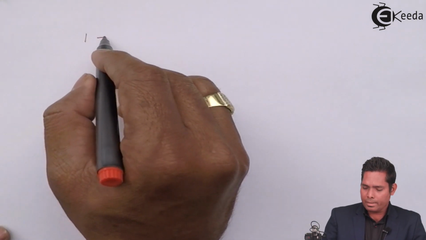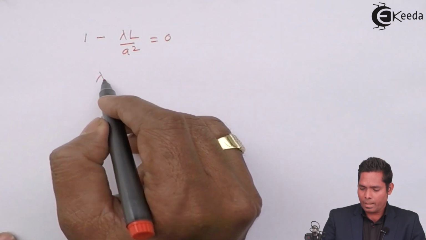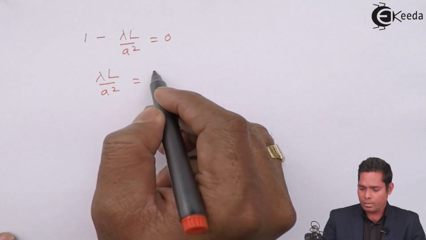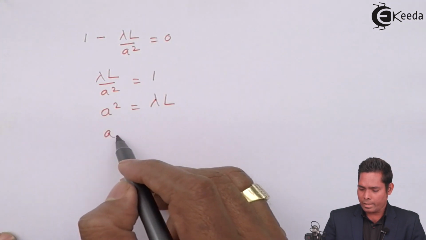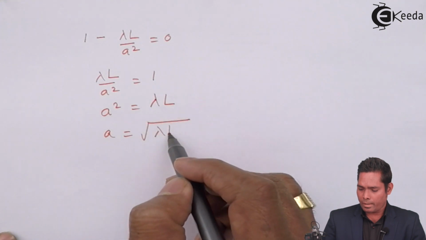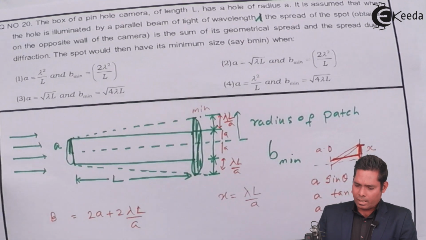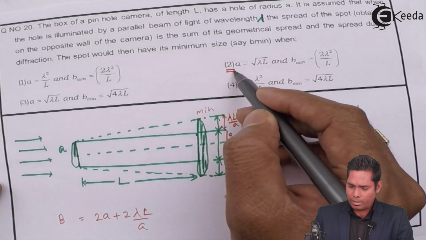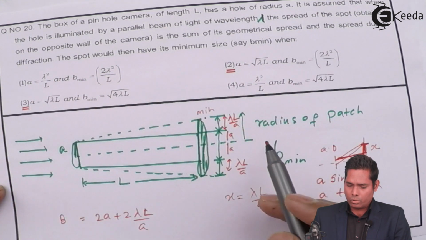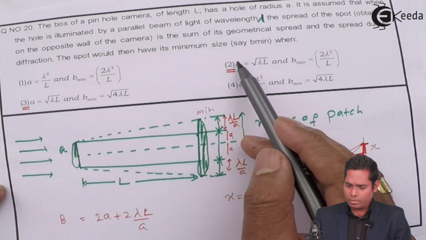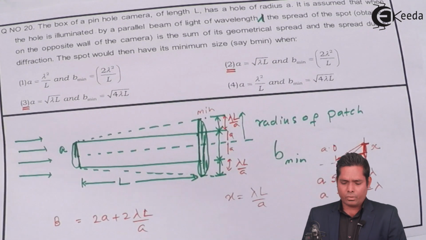So 1 minus lambda L over A squared is 0. So lambda L over A squared is 1, or A squared is lambda L, or A is under root lambda L. We have got two options, this one and this one. A is under root lambda L. So the answer should be either this one or this one. We have to see which one is the correct answer.